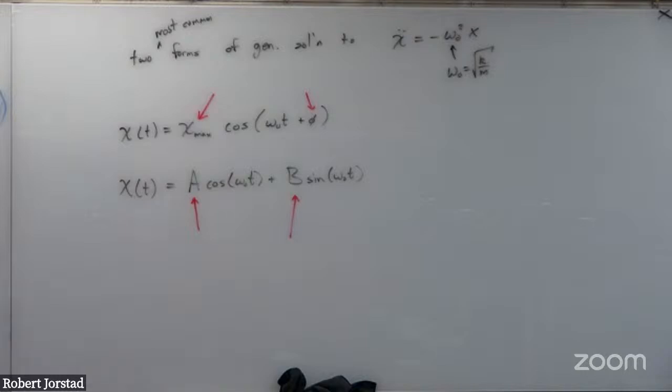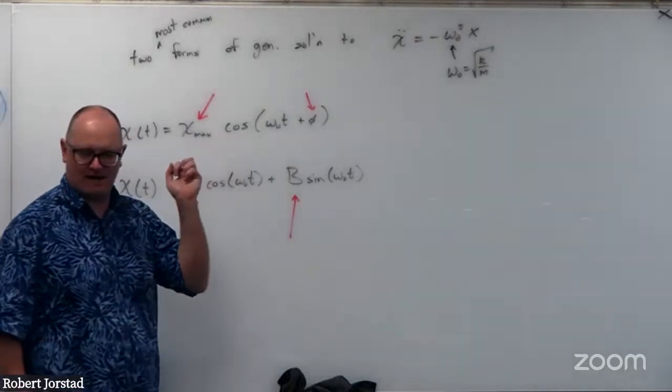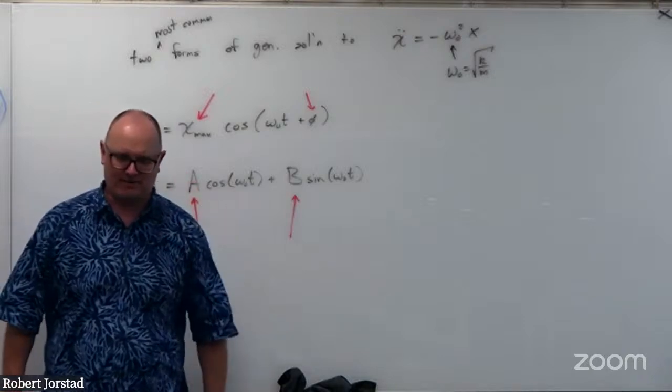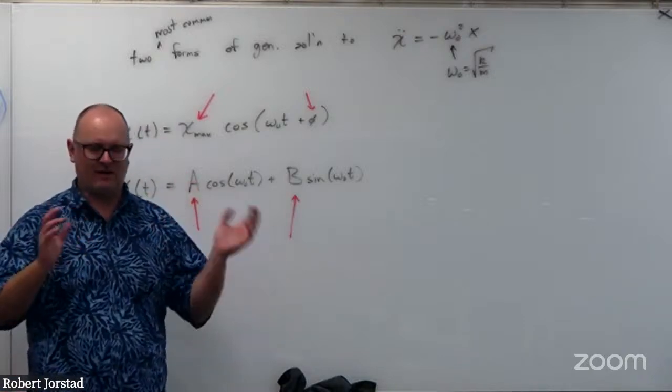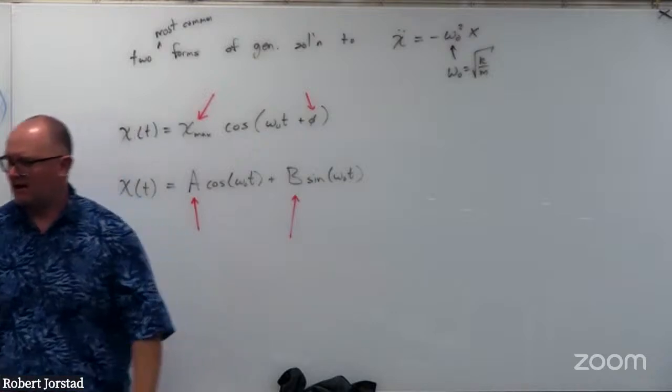For us, we're going to use cosine for oscillations and sine for waves in the next chapter. And so that's how we can kind of keep it straight on the equation sheet. All right, I'm really done with that now.